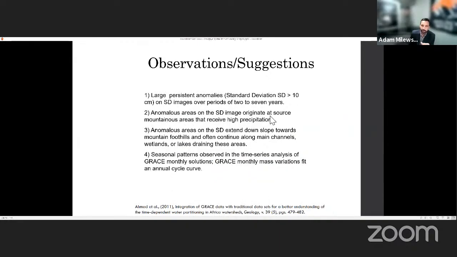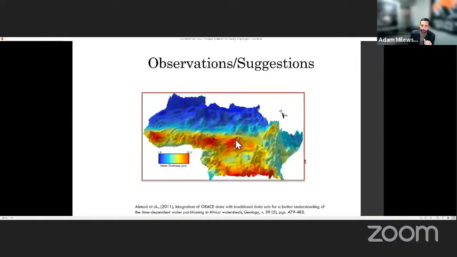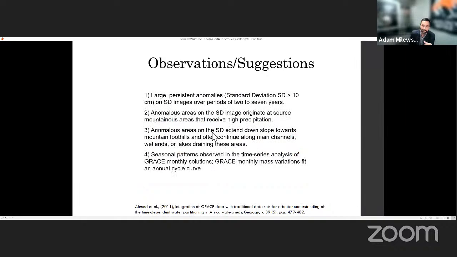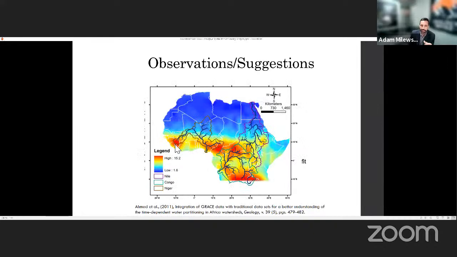The second is that those same areas originate at source mountainous areas that receive high precipitation. So it turns out that when you overlay that on top of mountainous regions, the anomalous areas correspond to areas that would presumably get more precipitation or even have snow melt and so forth. The third was that standard deviation extended down slope and even along main channels. So it not only included here, but you would actually see some of that going down these large drainage basins. You might see what looked like this light blue stripe, but the reality was that was just part of a larger drainage basin.